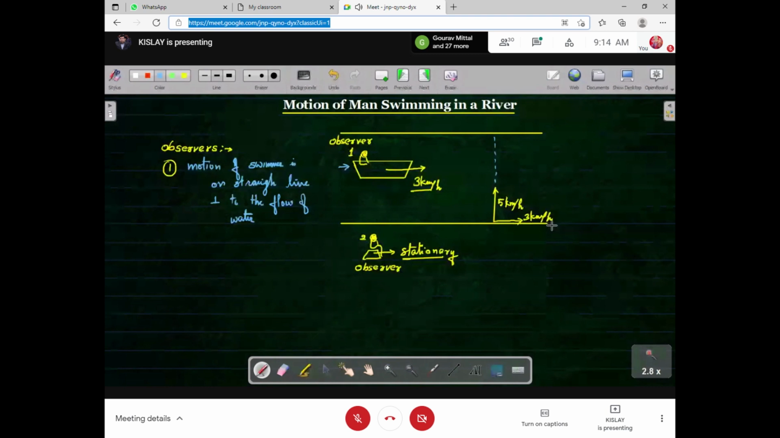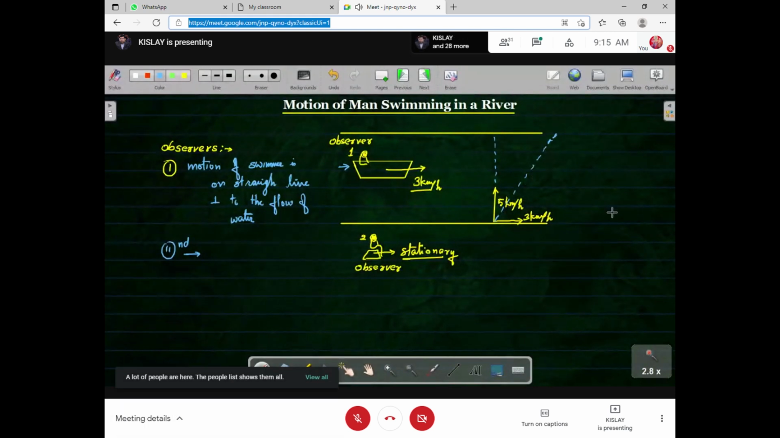But for the second observer, the motion of the person is on this path. He is crossing the river with the speed of 5 km/h, and at the same time he is flowing with the water at the speed of 3 km/h, which is the speed of water.